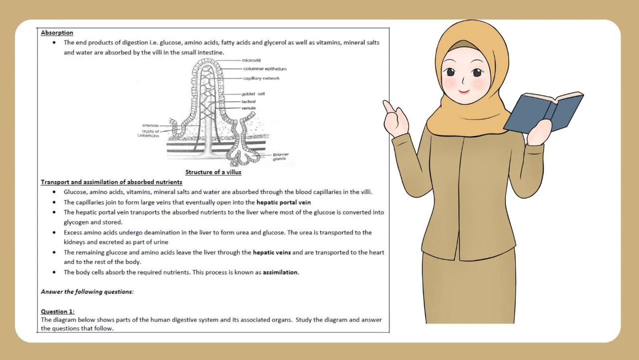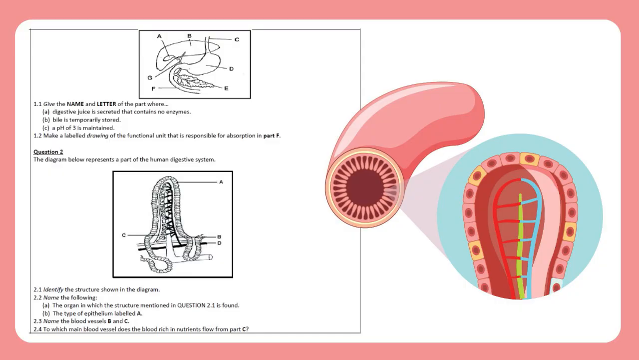Answer the following questions. Question 1. The diagram below shows parts of the human digestive system and its associated organs. Study the diagram and answer the questions that follow. 1.1 Give the name and letter of the part where A. Digestive juice is secreted that contains no enzymes. B. Bile is temporarily stored. C. A pH of 3 is maintained. 1.2 Make a labeled drawing of the functional unit that is responsible for absorption in Part F.